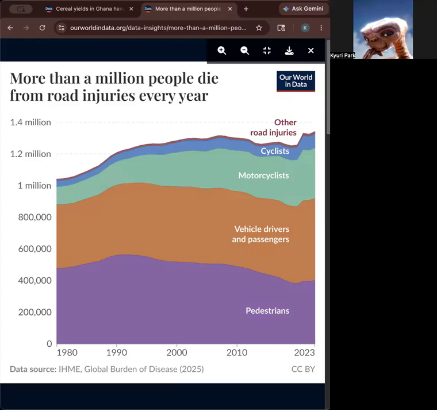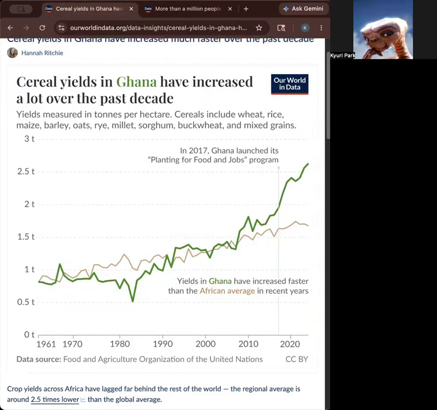Hi everyone. My name is Curie from HCI 472, and I picked two graphs from Our World in Data. So my good example is this line chart.